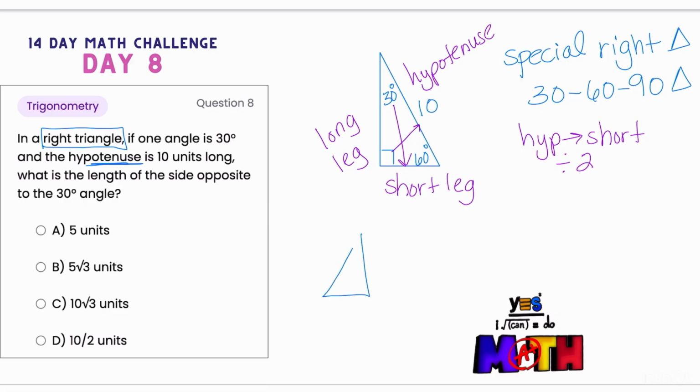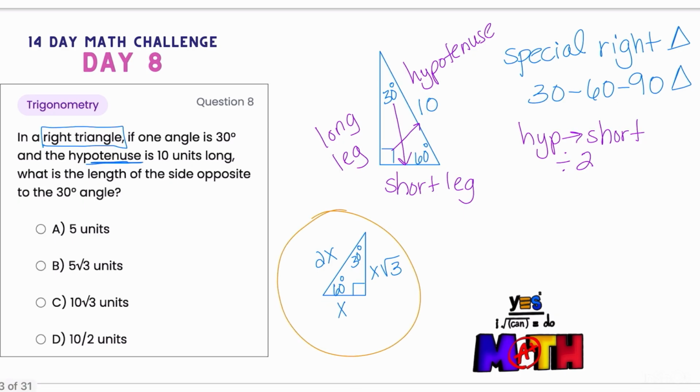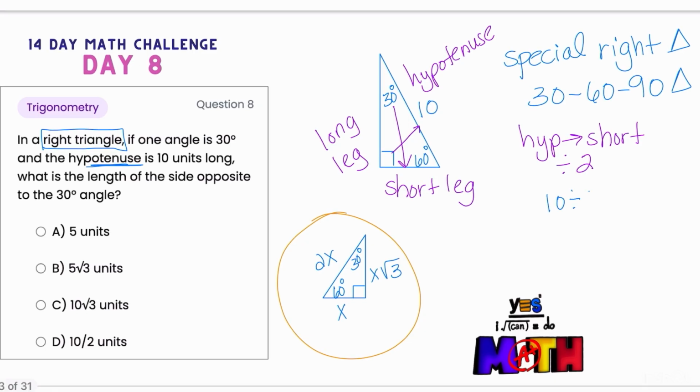Sometimes on the SAT, they will give you a right triangle and they're going to give you the rules this way: x, 2x, x radical 3, where I know that this is a 30, 60, 90 triangle. So if you've seen this before, this is where it comes from. And that means that if the hypotenuse is 10, the short leg, which is opposite of 30 degrees, is going to be divided by 2. It's going to be 5. So it makes this problem very, very easy if you know that special right triangle 30, 60, 90.